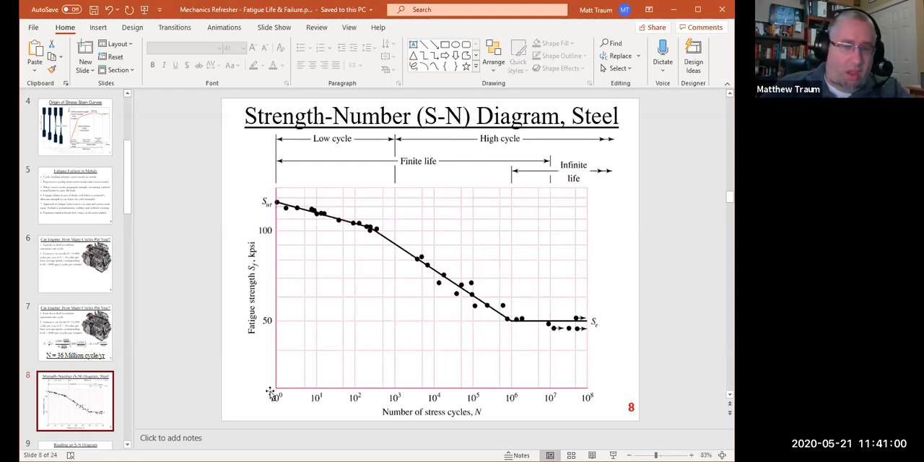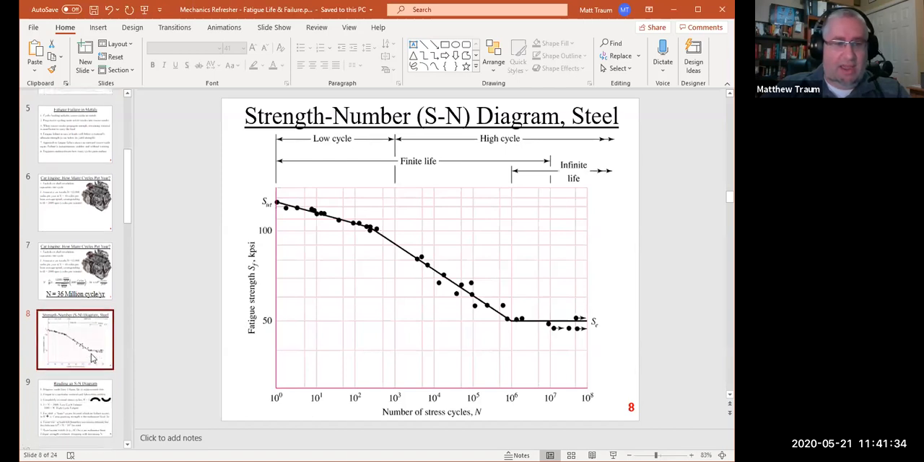And then on the y-axis, we have fatigue strength, which is S sub F for fatigue, and it's in kpsi, which we expect because a strength or a stress, those are all in units of pressure. PSI, pounds per square inch, is the imperial unit for pressure. And then we have a couple of different regimes, which I'll talk about: low cycle, high cycle, finite life, and infinite life. But we'll get into those in a second.